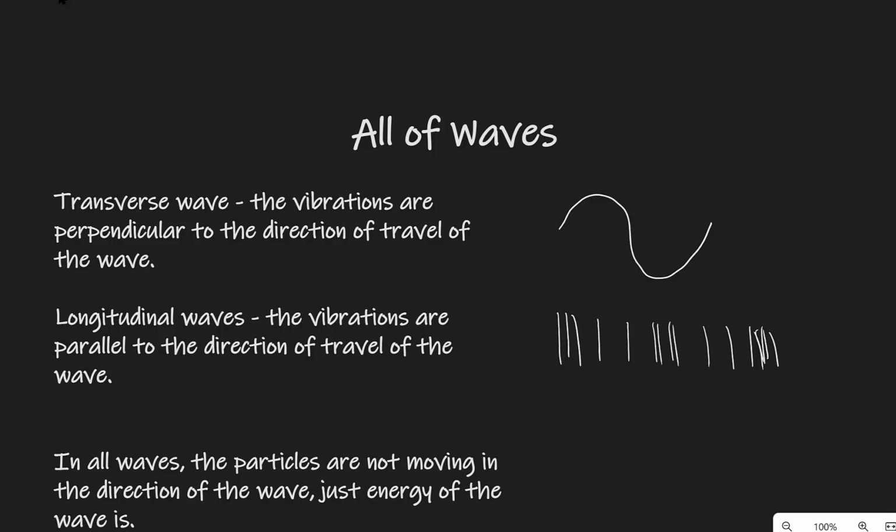Let's revise the entire topic of waves in GCSE Physics. Starting with the two types of waves, we can either have a transverse wave, in which the vibrations are perpendicular to the direction of travel of the wave. For instance, we can have this wave, which is itself moving here, but the particles are moving either up or down, which is at 90 degrees to the direction of travel of the wave.